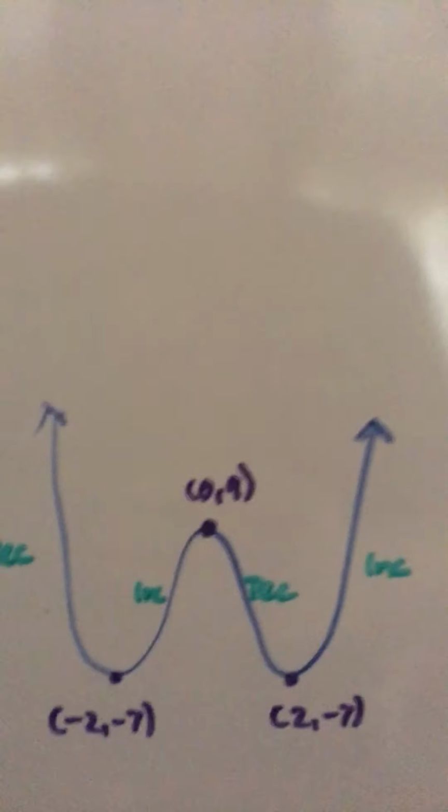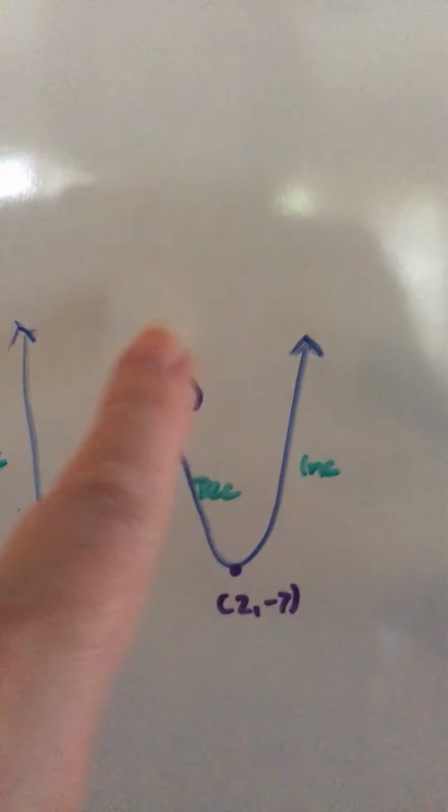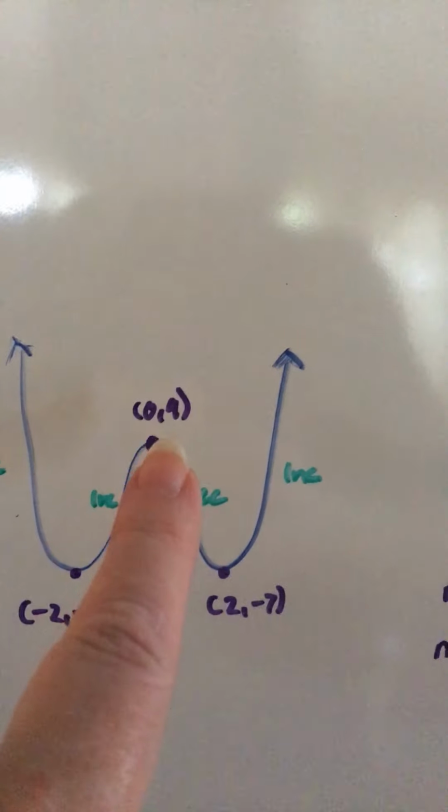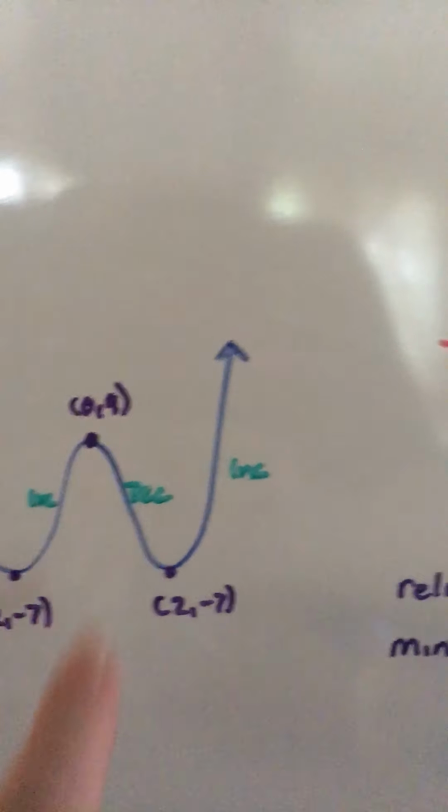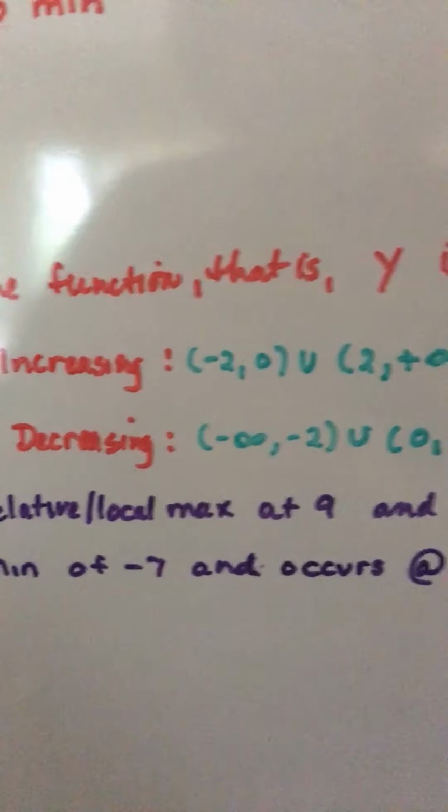Now, I do have a relative max. It's not absolute. It's in relationship. So my relative or local max is 9 and occurs at 0. So relative max of 9 and it occurs at 0.